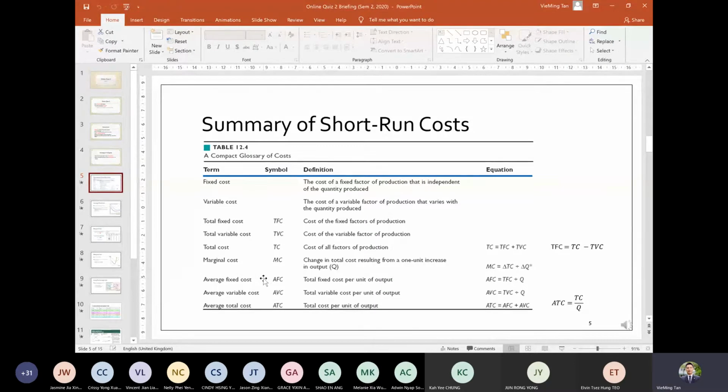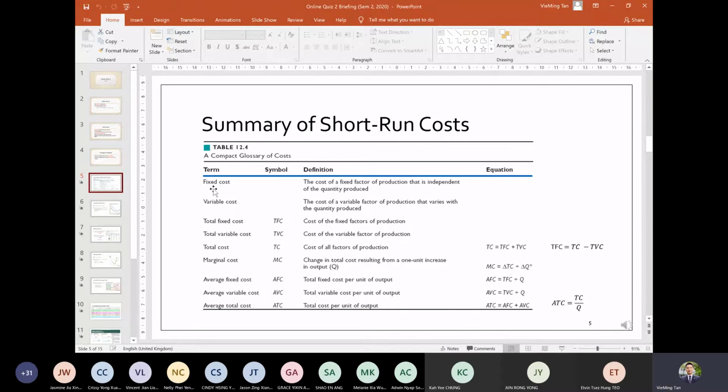In the short run, in order to run a business or operate production, what are the costs that occur? Can anybody tell me? Fixed costs. Correct. Fixed costs and also variable costs. Good. Fixed costs and variable costs occur in the short run. If you sum up the fixed cost and variable cost, you'll get the total cost.